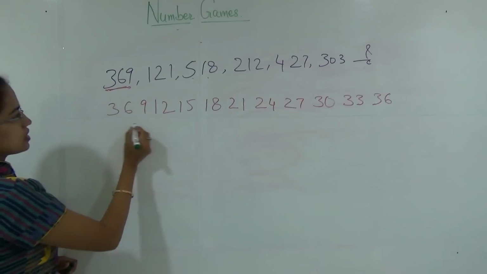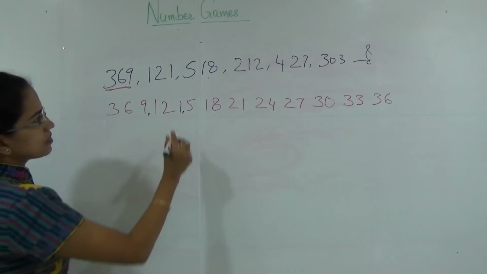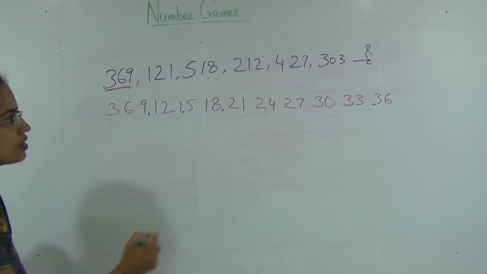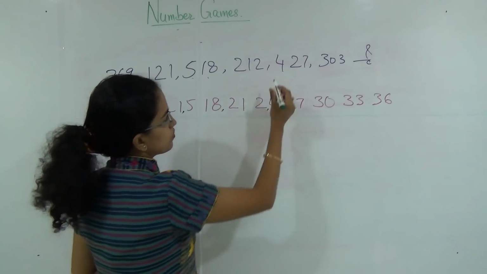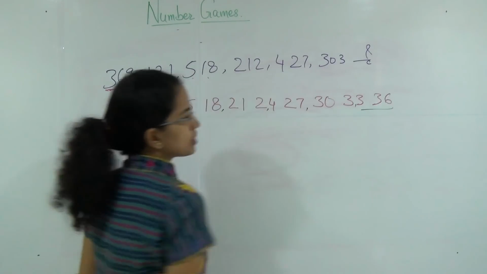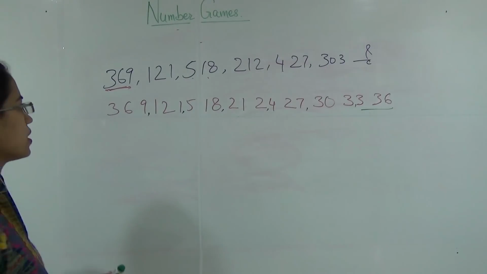Okay. So 369, comma, 121, 121, comma, 518. So again I have 518, I will put comma. Then you have 212, so 212, 427, 303, and you have the last number here. That becomes a kind of very simple way of solving this question.